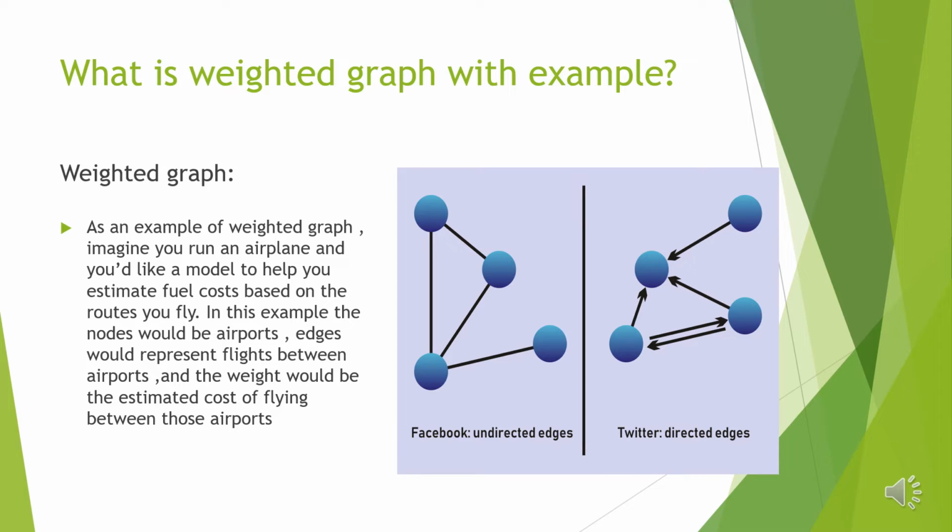Now let us see what a weighted graph is with an example. Imagine you run an airplane and you'd like a model to help you estimate fuel costs based on the routes you fly. In this example, the nodes would be airports, edges would represent flights between airports, and the weight would be the estimated flying cost between those airports. So the weighted graph represents the total situation of running an aeroplane.